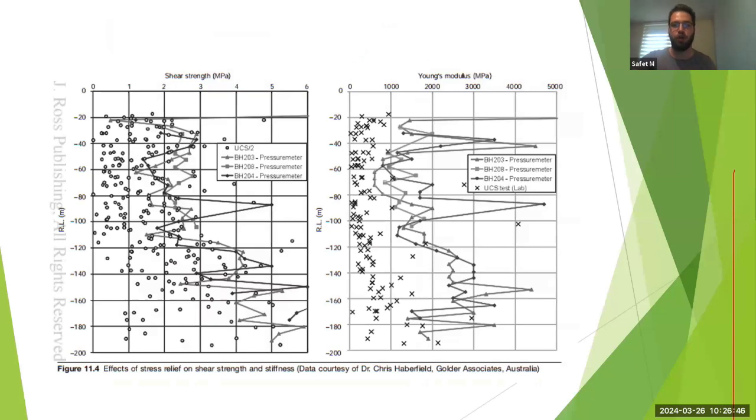Moving forward is one graph that would show the effects of the stress relief on the shear strength and stiffness of the samples. As you can see, those points would be laboratory results, and those lines would be in situ testing from pressuremeter, dilatometer, and stuff like that. Generally speaking, as you can see, we have a lot larger results in in situ testing, and a lot smaller in lab testing, just because of the relief of the stress.